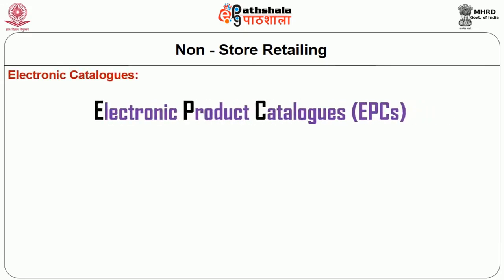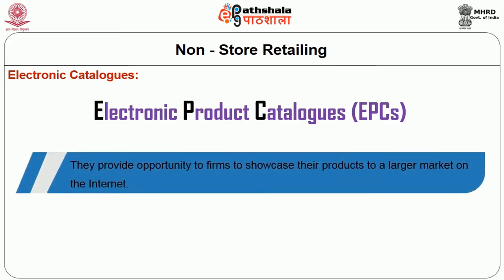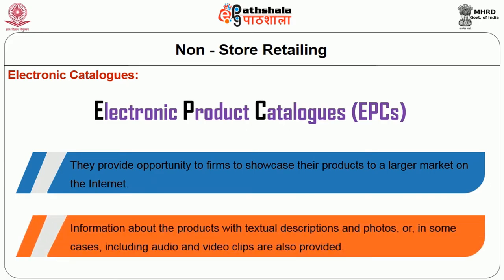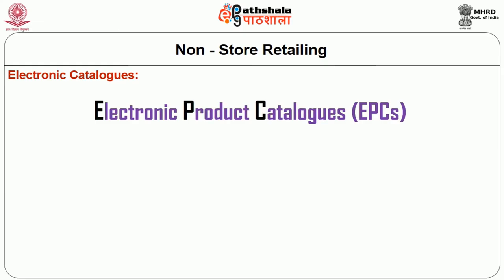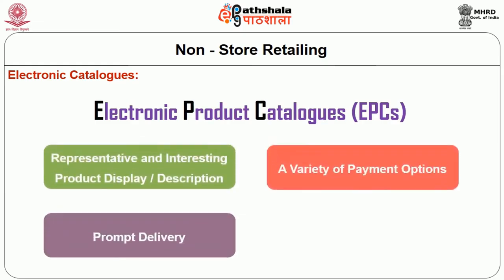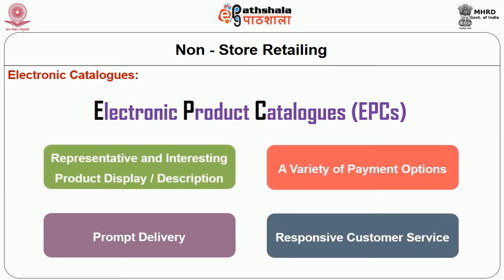Electronic catalogs. Electronic catalogs, or otherwise electronic product catalogs, we may call them EPCs. Electronic product catalogs play a major role in improving retailing on the World Wide Web. They provide opportunity to firms to showcase their products to a large market on the internet. Information about the product with textual descriptions, photos, and in some cases audio and video clippings may also be provided.